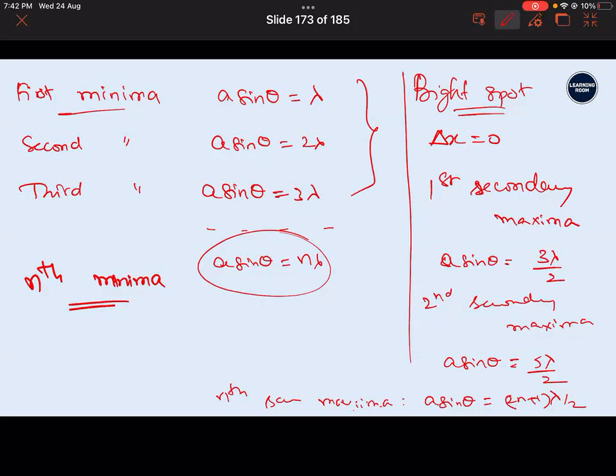Practical, but theoretically it doesn't. Theoretically it doesn't. 2n plus 1 minus 1.